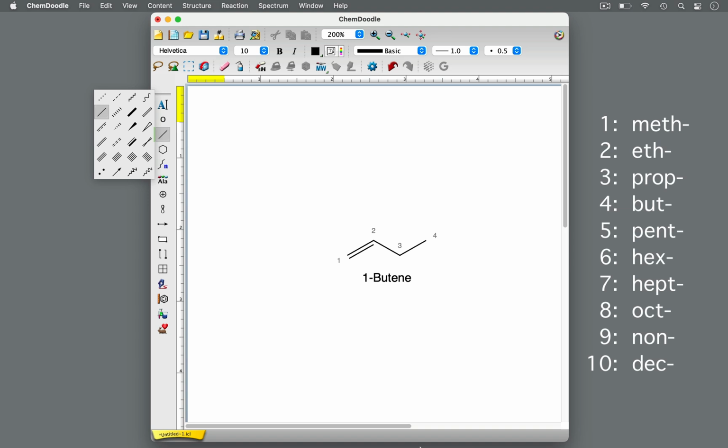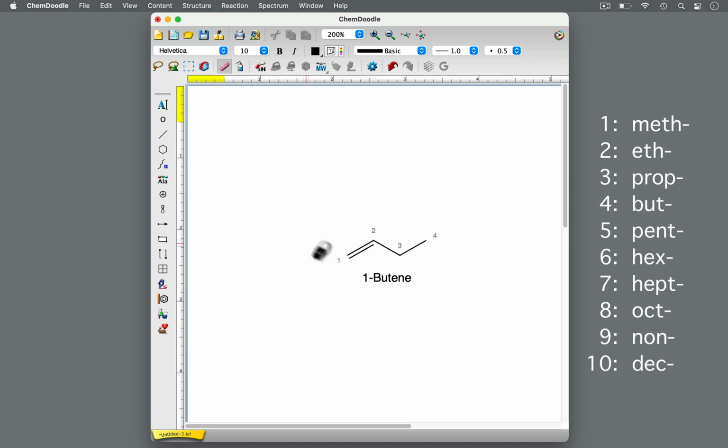This alkene is 1-butene. But specifies 4 carbons in the longest carbon chain. -ene indicates a double bond, starting at carbon 1. Be sure to include a hyphen to separate the location numbering and the molecule name.